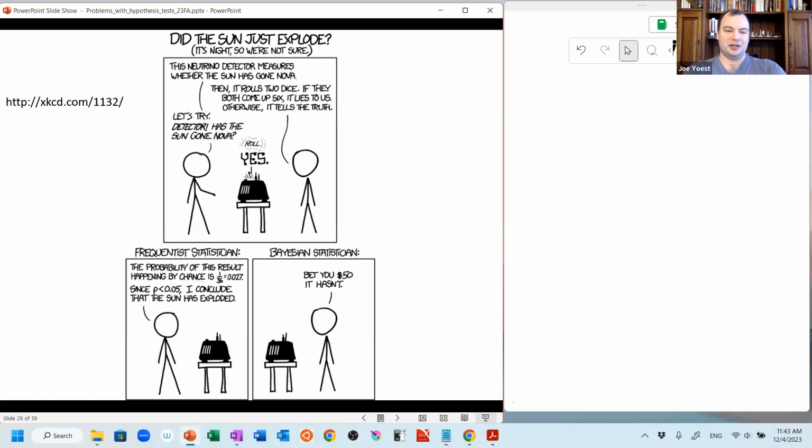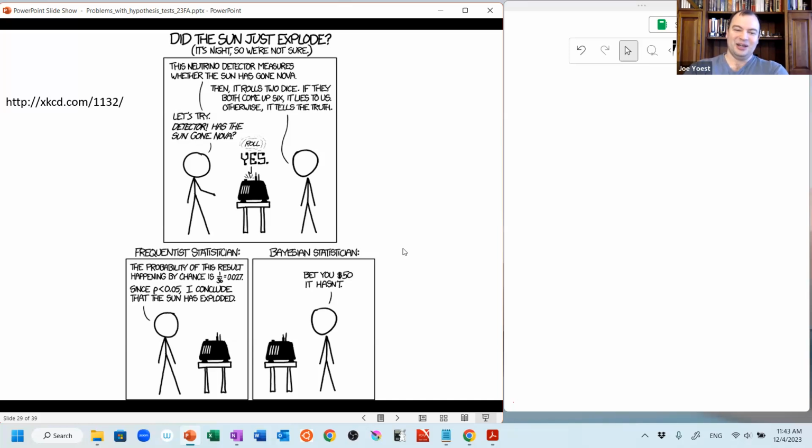So they try it, they push the button, and the machine says yes. In other words, the machine claims the sun has exploded. And the frequentist says, well, the probability of this happening by chance is 1 in 36. In other words, the probability that the sun hasn't exploded, that it rolled the 2 dice, and that it said to lie to us, that it generated a false positive, is 1/36, which is 0.027. Since that's less than 0.05, my p-value is less than 0.05, the frequentist concludes that the sun has exploded. And the Bayesian says, "I'll bet you $50 it hasn't."